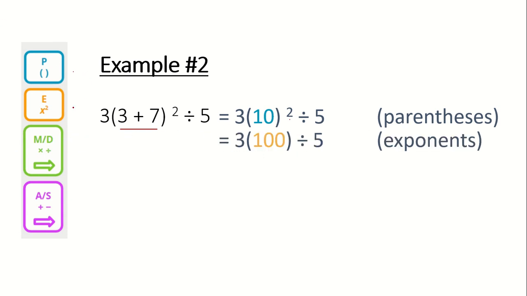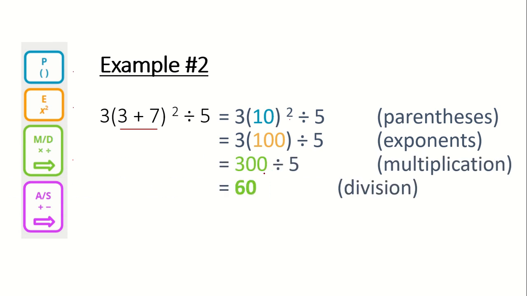So now we're done with the exponents. We now proceed to multiplication or division from left to right. So 3 times 100 is 300. And finally, 300 divided by 5 is 60.